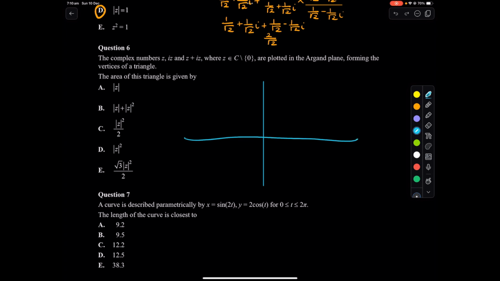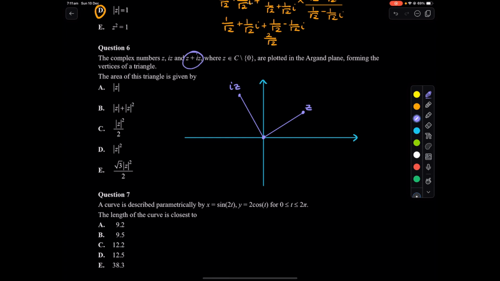Okay, so what do we have? Let's say z is here. So z is this part here. We'll call this z. Great. i times z: when z is multiplied by i, it just gets rotated anticlockwise by 90 degrees. For example, it would be over here. It looks like it's 90 degrees. That's quite great. So that will be here, iz.